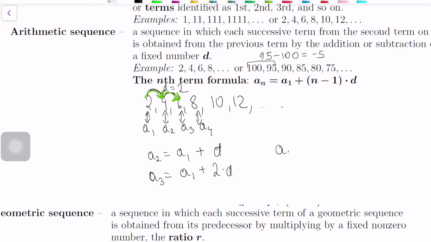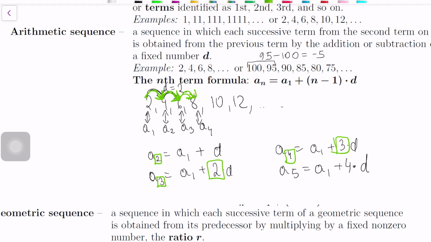Now the fourth term: to get to the fourth term, you need to add 3 times the difference to the first term, right? Because then again, you add 2, another 2, and another 2, 3 times 2, to get to the fourth term. So notice, and you can repeat that, this index, which is our n, this running index, shows up here. Those are correlated. Again, a5 would be a1 plus 4 times the difference.